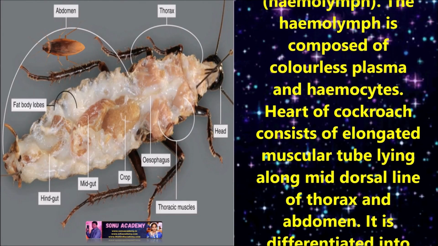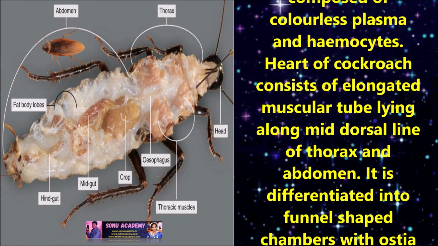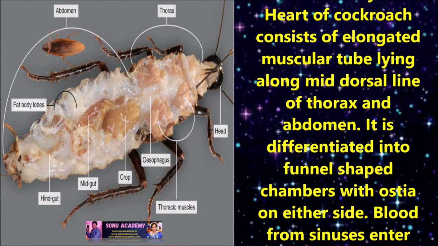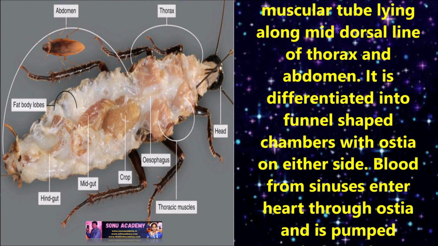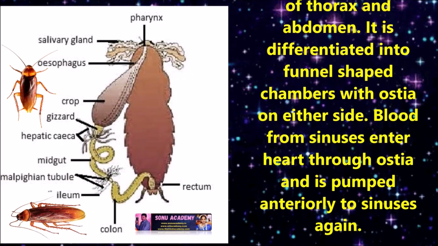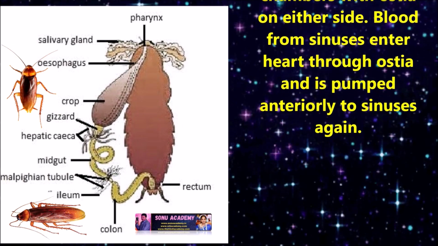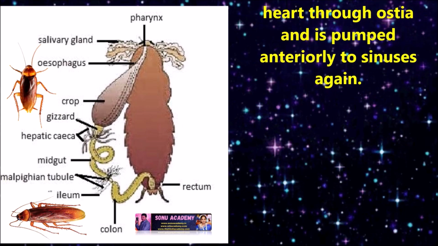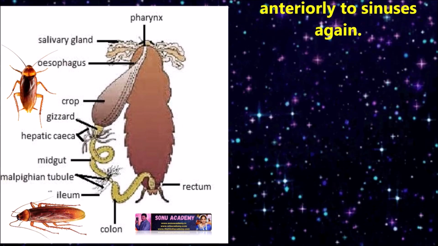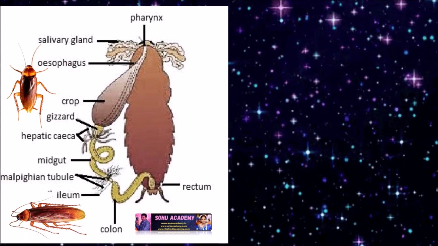Heart of cockroach consists of elongated muscular tube lying along mid-dorsal line of thorax and abdomen. It is differentiated into funnel-shaped chambers with ostia on either side. Blood from sinus enters heart through ostia and it is pumped anteriorly to sinus again.